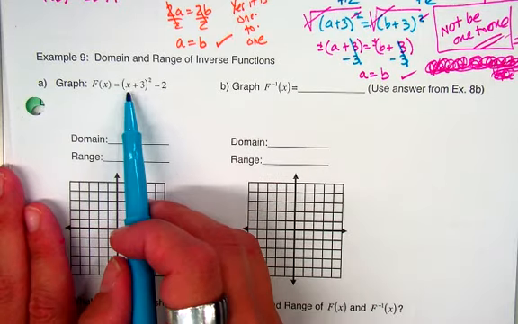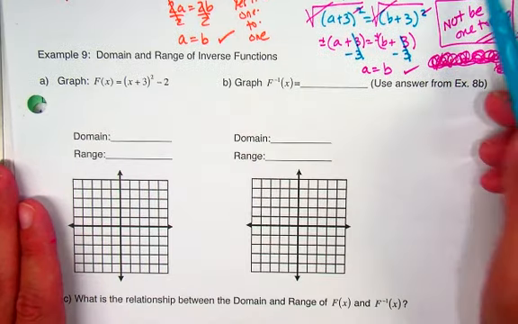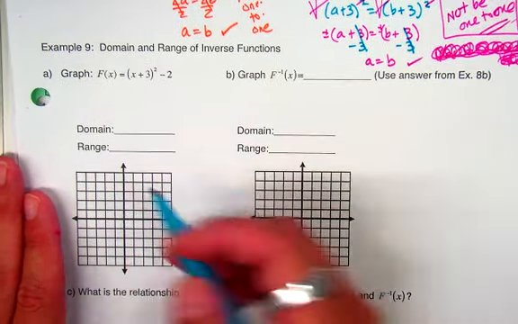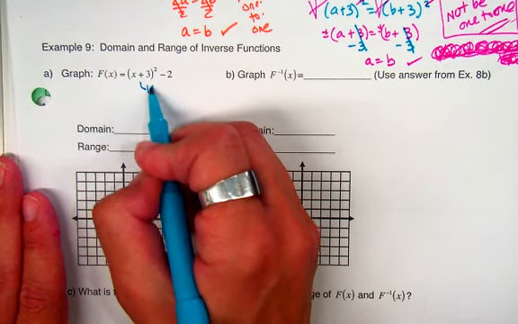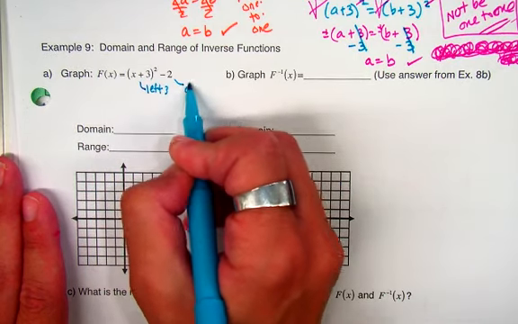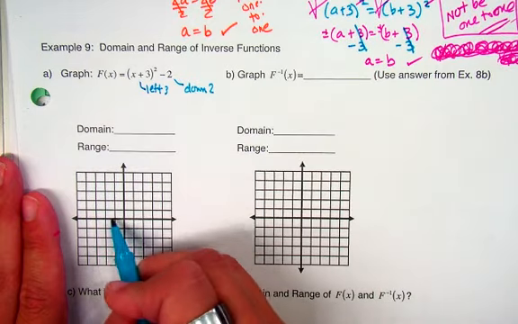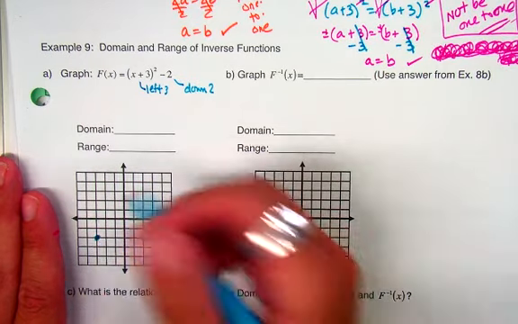x plus 3 minus 2. So this is the same graph we just did, right? You guys know this is shifted left 3 and down 2. Left 3 and down 2, right? So this is my graph.